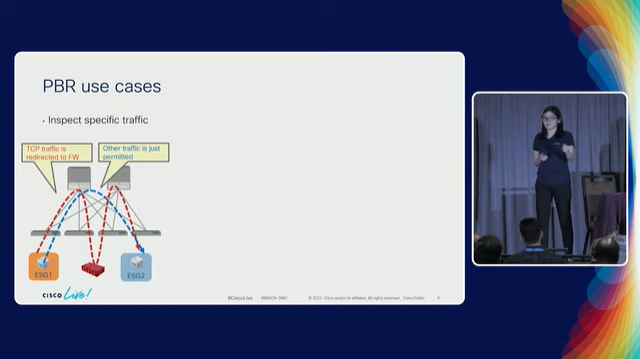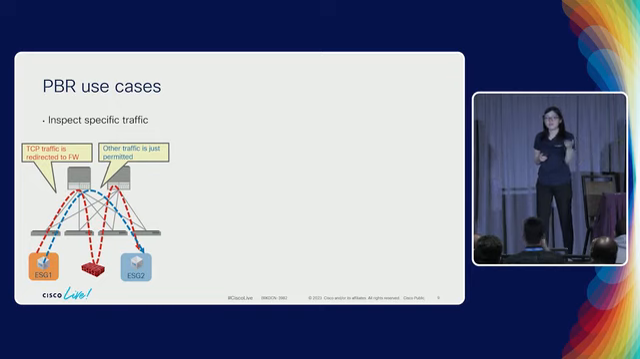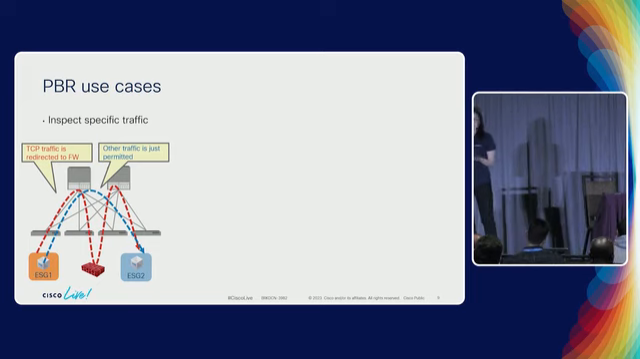That might be useful if you want to utilize firewall resources, because if you rely on routing for firewall insertion, you're gonna exhaust firewall resources because all of the traffic needs to go through firewall. So that sort of specific traffic inspection might be useful.